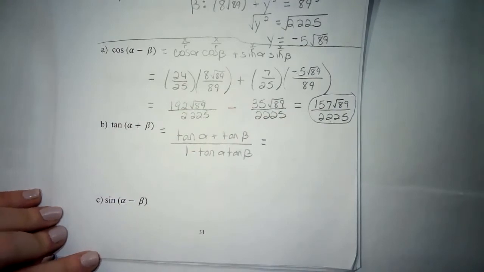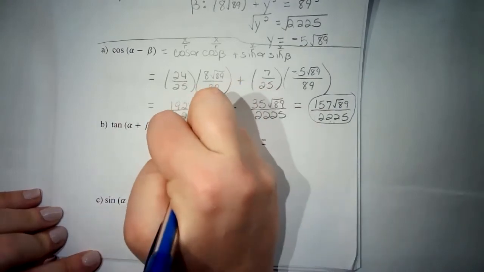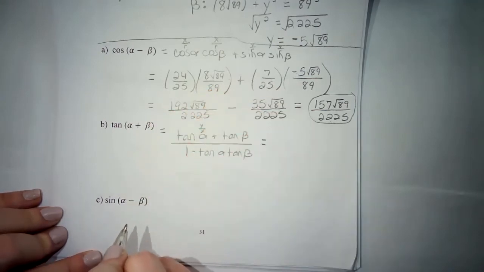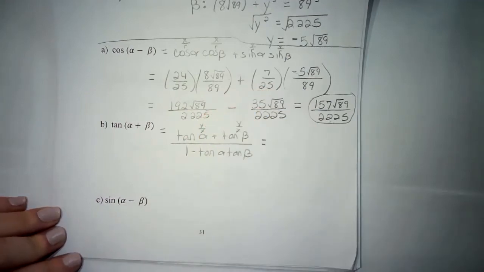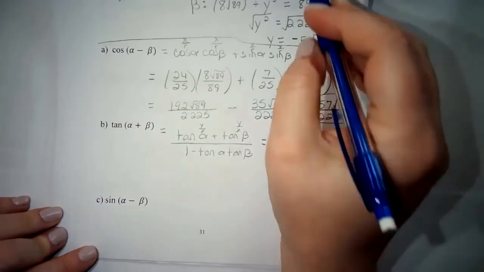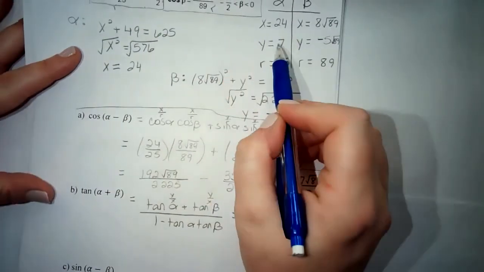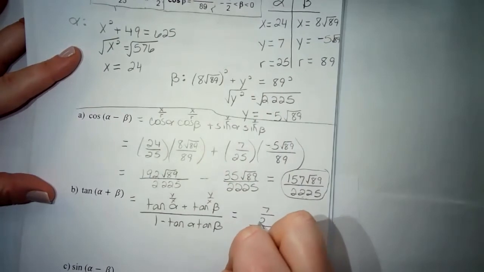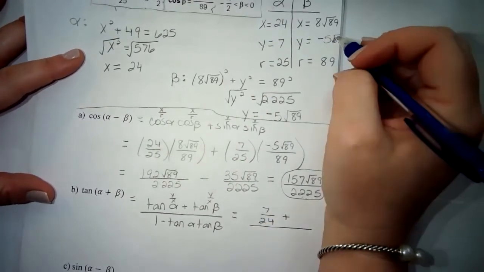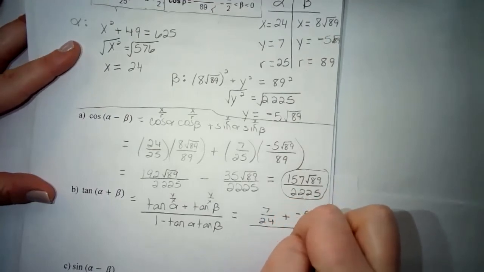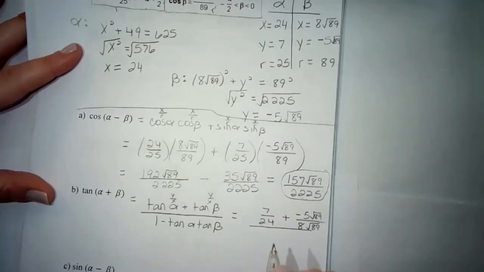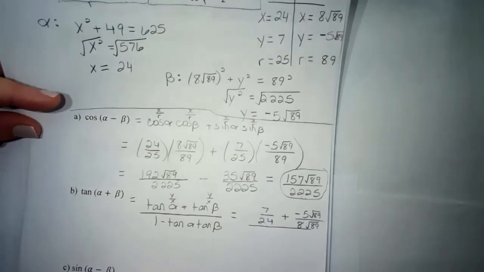All right. Now remember, tangent is y over x. So I need y over x from alpha plus y over x from beta in my numerator. Okay, let's get that. So I go up to alpha up here. Y over x is 7 over 24 plus, I go over to beta, y over x is negative 5 root of 89 over 8 root of 89. Okay, don't panic. What's going to cancel out there? Root of 89. So that's going to end up being a little nicer than you might have thought.